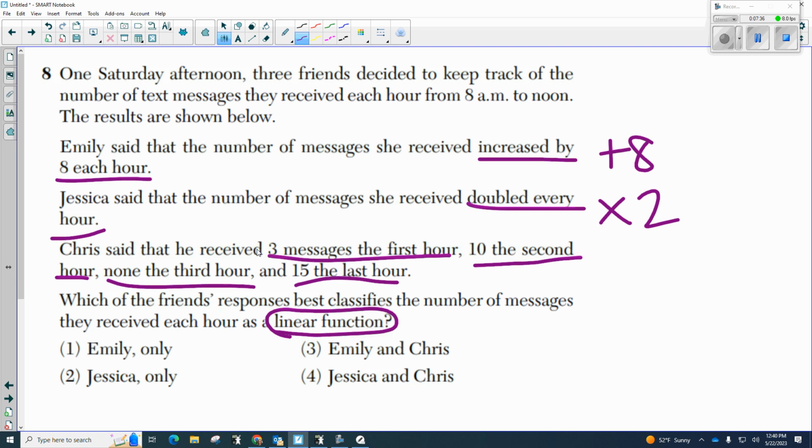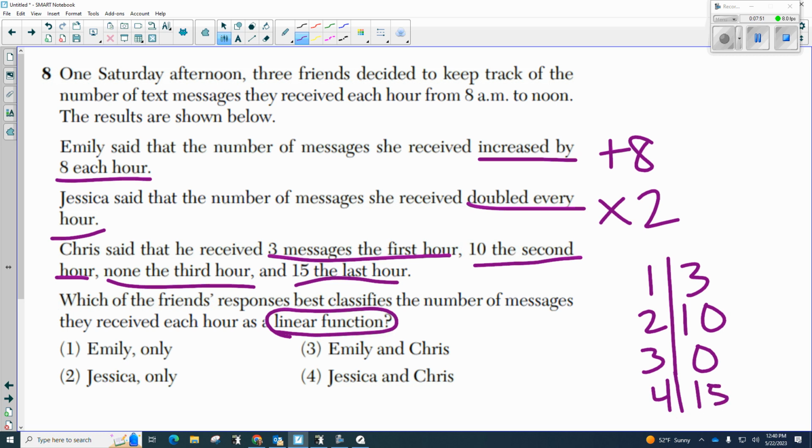Chris didn't give us the pattern, but it says in the first hour, it was 3 messages. The second hour was 10 messages. The third hour was none. And then 15 the last hour. So we're going to say the fourth hour was 15. When you look at this, it adds 7, subtracts 10, adds 15. There's no adding pattern. There's no multiplying pattern. This one is more just kind of random.